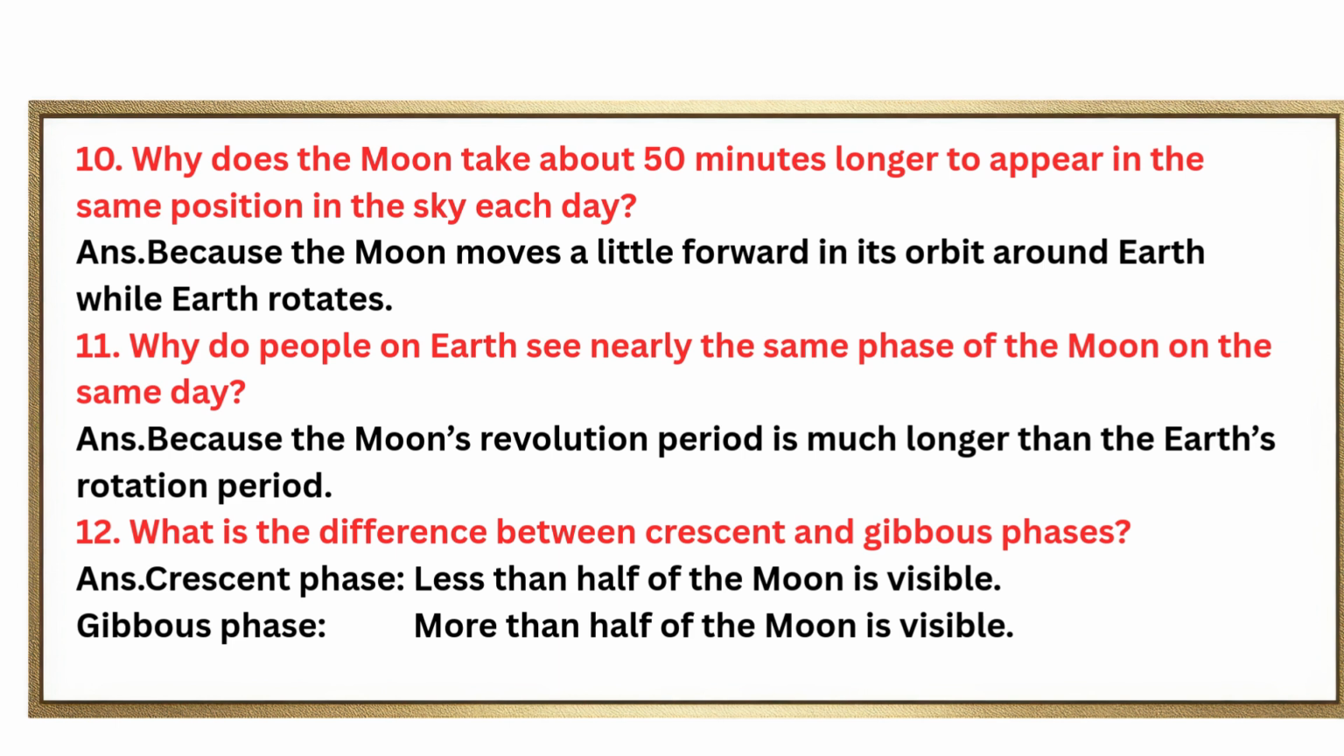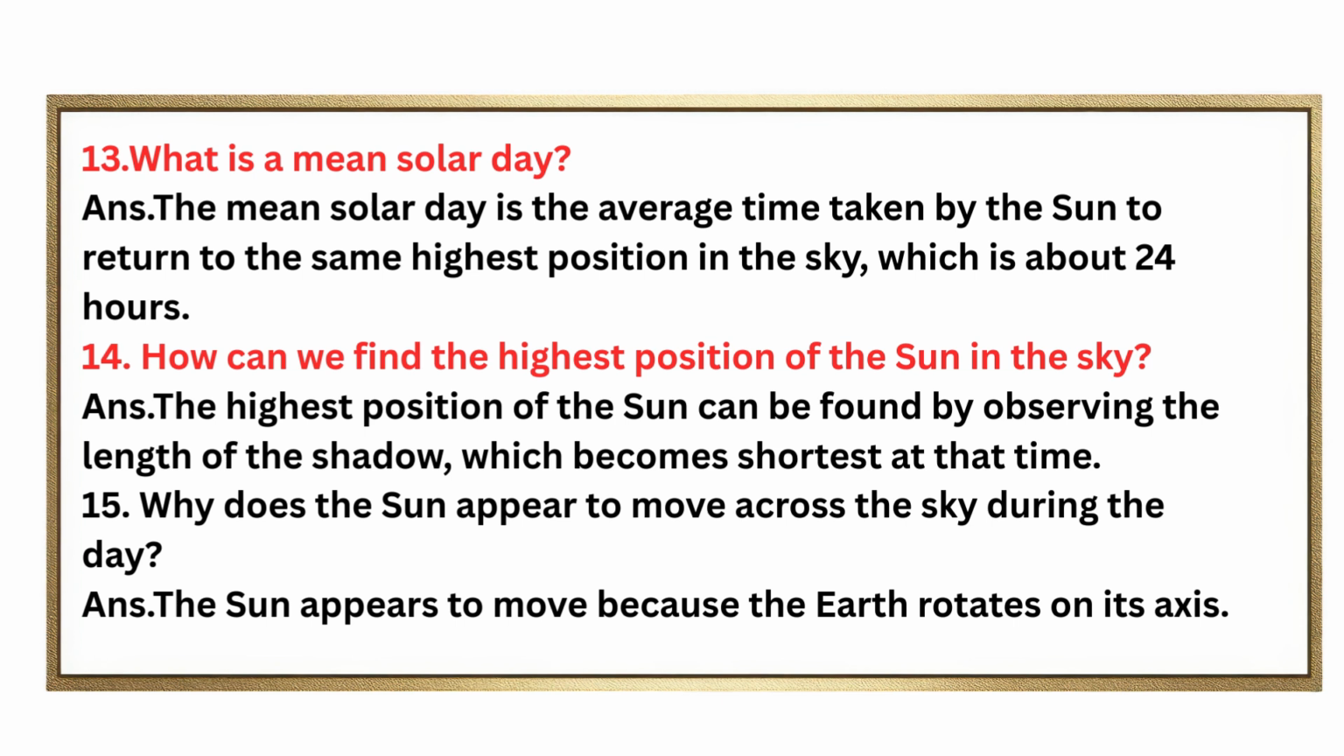Question number 12. What is the difference between crescent and gibbous phases? Answer. In the crescent phase, less than half of the moon is visible. In the gibbous phase, more than half of the moon is visible. Question number 13. What is a mean solar day? A mean solar day is the average time taken by the sun to return to the same highest position in the sky, which is about 24 hours.